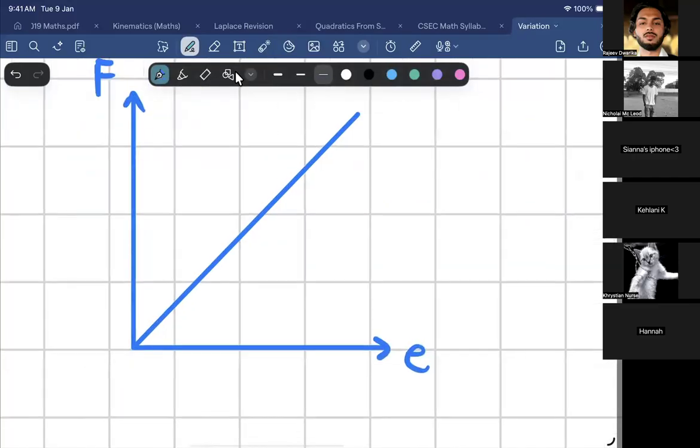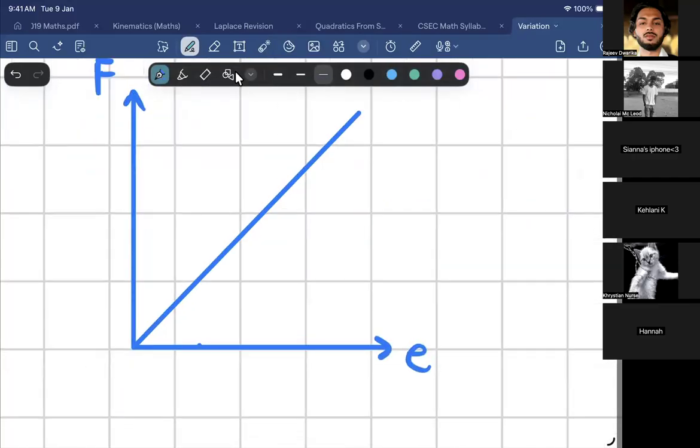Okay, maybe it might be a bit hard to see. So let me give you some exact values. So let's just say we call this 5, call this 10.